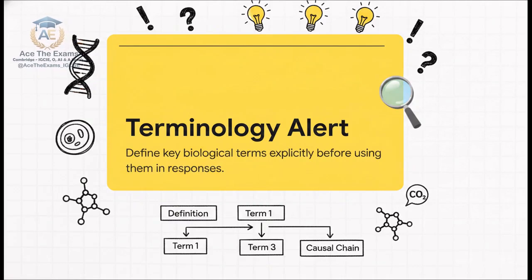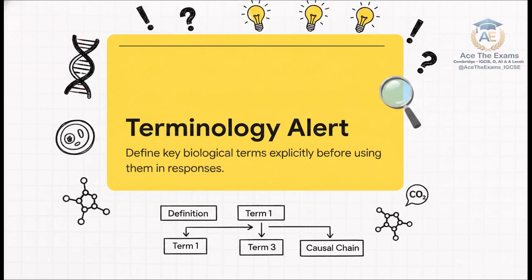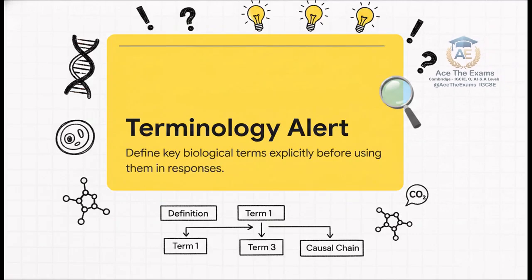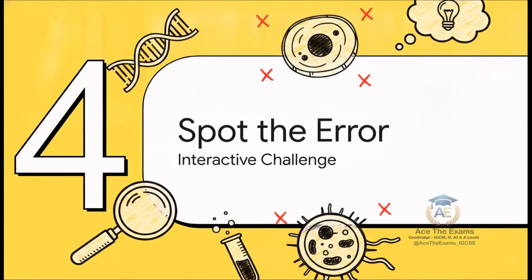You've got to explicitly define your key biological terms before you use them to build your extended responses. Don't just toss the word decarboxylation into a sentence and cross your fingers that the examiner knows you understand it. Establish the definition first, and then build your causal chain.